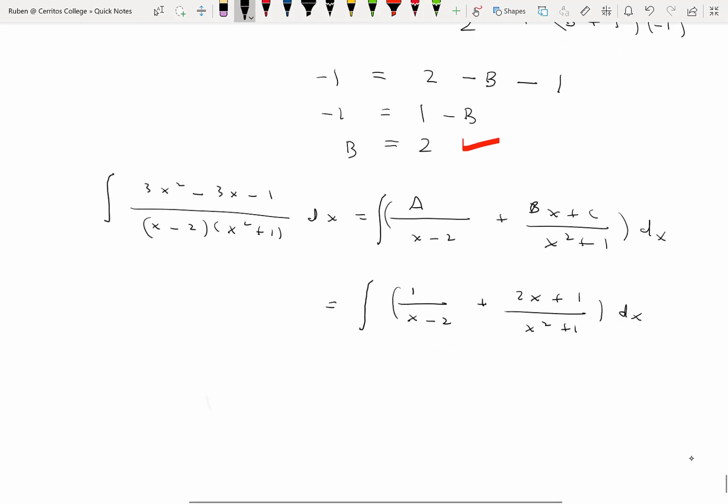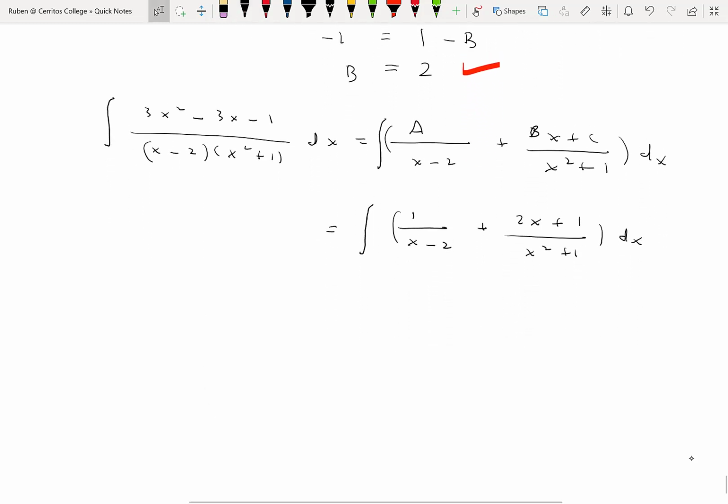Well, the first one is easy. The first integral, 1 over x minus 2, is equal to the natural log of the absolute value of x minus 2. How about that second integral? Well, we can't let u equal x squared plus 1. We can't do u substitution because the du is 2x dx. We have that extra 1. So what could we do?